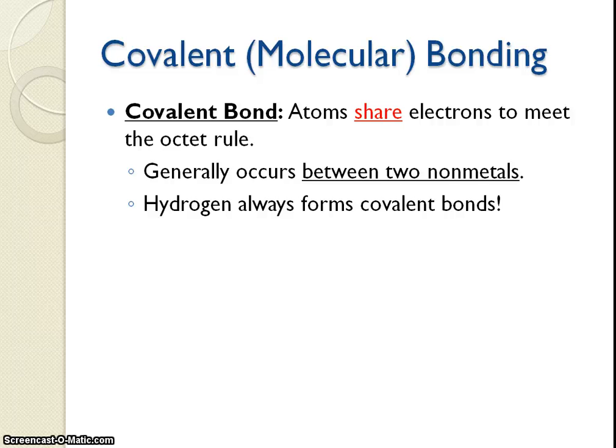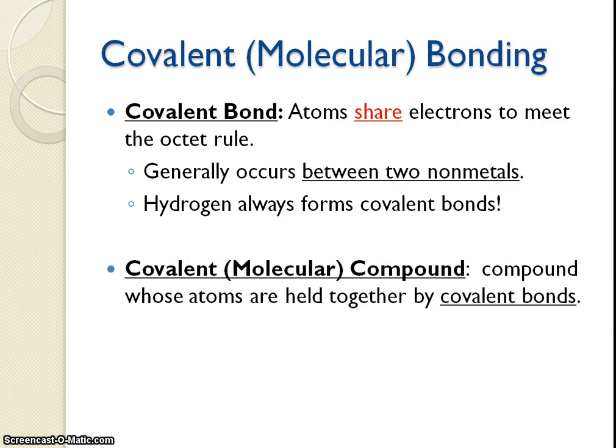And keep in mind that hydrogen will always form a covalent bond. Some people get confused by hydrogen because it's on the metal side of the periodic table, but remember hydrogen is just a really weird element, so it actually acts more like a nonmetal than a metal, even though it's to the left of the staircase. So keep in mind that hydrogen will always make a covalent bond. And a covalent compound or molecular compound just means it's held together by covalent bonds.